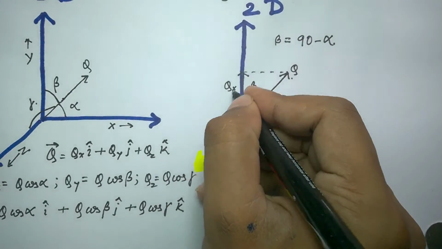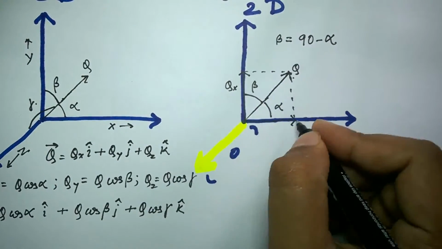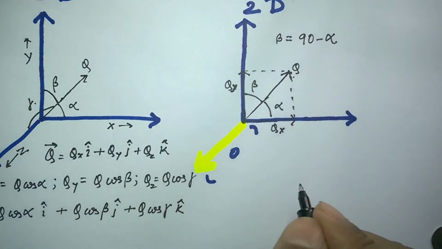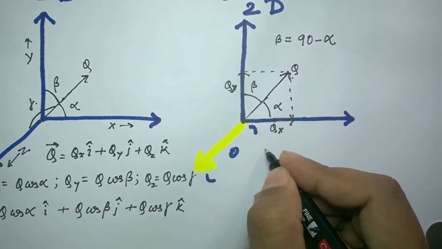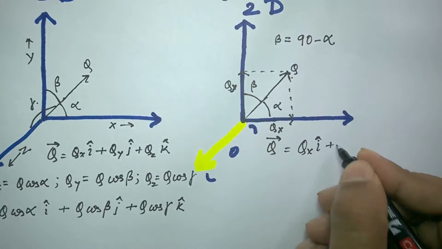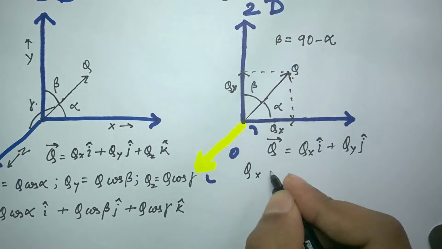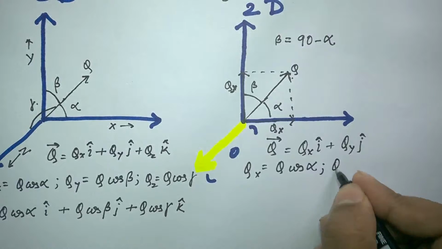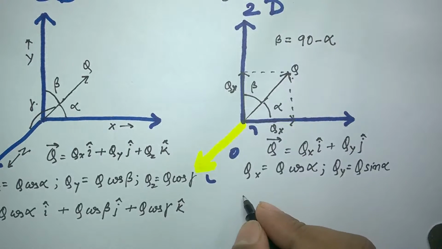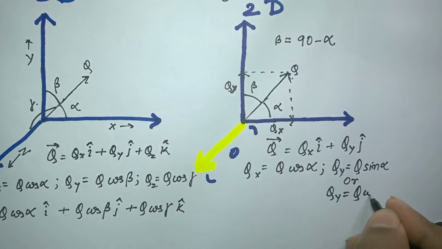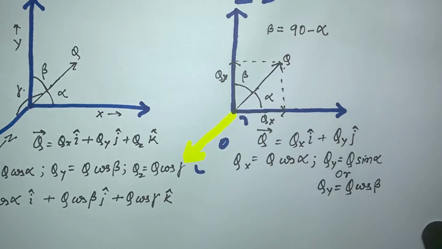For simplicity, the equation can be written in 2 dimensions very easily by drawing right angle triangles, where qx and qy are again the components along x-axis and y-axis. The only difference that can be considered is that the component along y-axis can be written as the product of the vector and sine alpha, which is equal to cos beta.